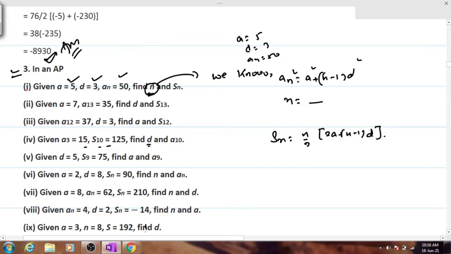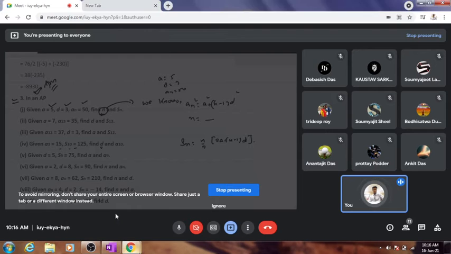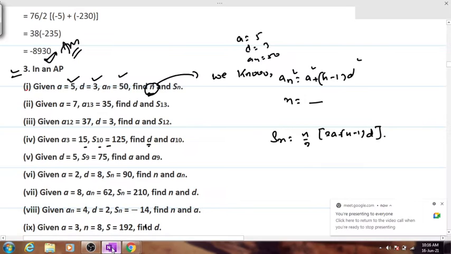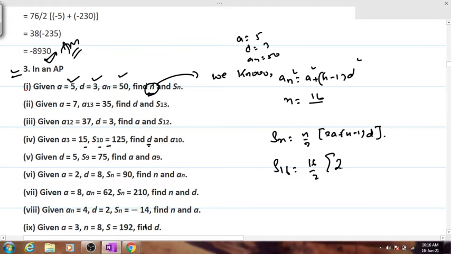Now can anybody write the answer for n if you have done it in the chat box? Samujit has answered it's 16. How many else have got n as 16? Go on to calculate the value for Sn now. Sn will become S16, 16 by 2, 2 into 5 plus 16 minus 1 into d, that is 3. Go on to tell me the value for S16 now.